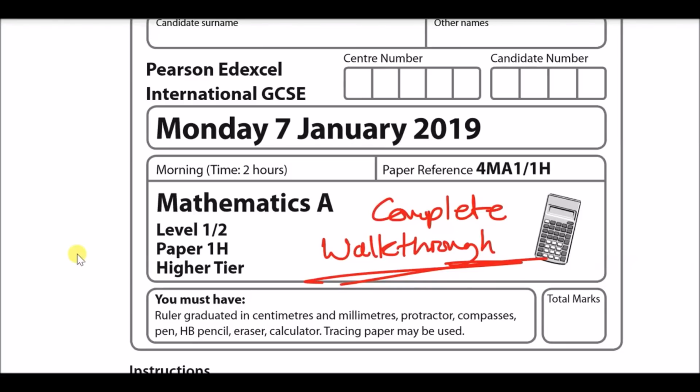So here we'll be going through the entirety of the January 2019 paper, and this is from IGCSE Edexcel, and this is the 1H1. And as always, you can use a calculator, and I recommend it all the time. Even for easy problems, use a calculator. You don't want to lose any simple marks.